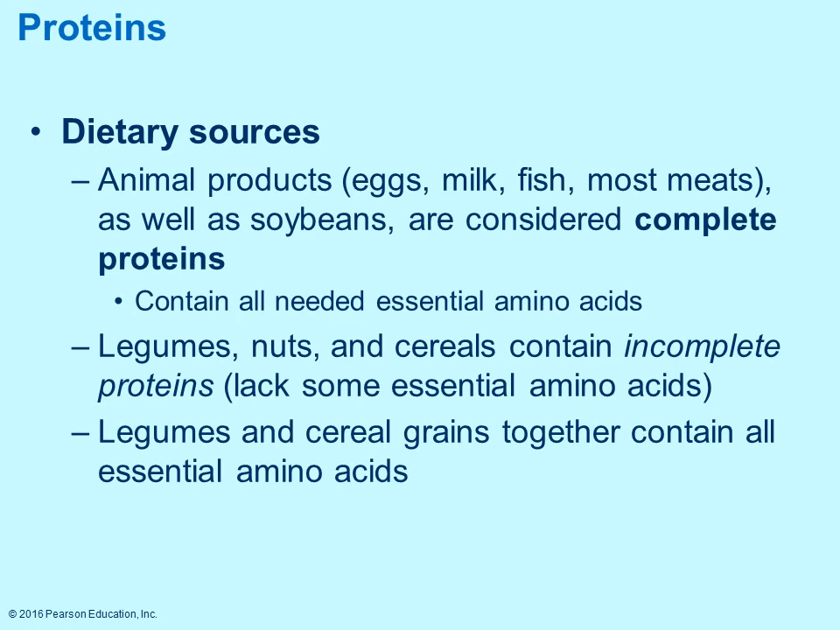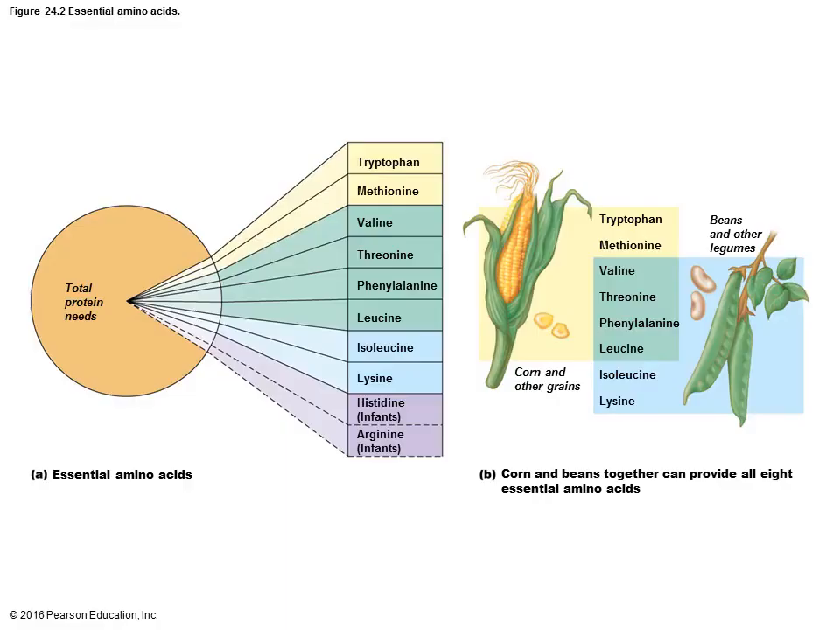Proteins. Proteins come from a lot of different sources, oftentimes from animal products. They can also come from nuts, legumes, different cereal grains. And this table is showing the total protein needs, the list of amino acids that are necessary. You must get these from your diet. You cannot make them. You cannot get all of them, say, just from grains or all of them just from beans. You can get a combination of them by eating those two or containing those two in your diet.